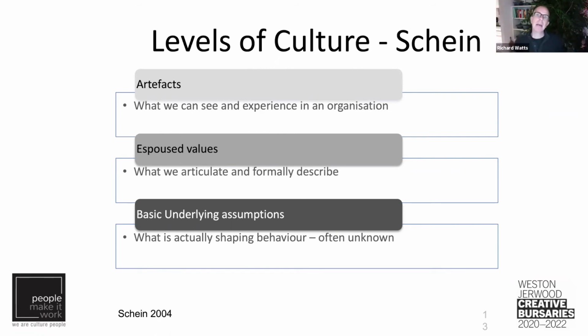And then finally, Edgar talks about basic underlying assumptions, what's actually shaping our behaviour. And this is often unknown. It isn't part of our narrative, it isn't part of what we articulate. It might be in our organisational mission or a charitable object. It's kind of our cultural DNA, and it gives rise to artifacts, and even to espoused values, but sometimes it's unspoken and unknown. By doing some work, we can get clear about what that is. It's not our espoused values. In a few organisations it is, but most often there's something else.